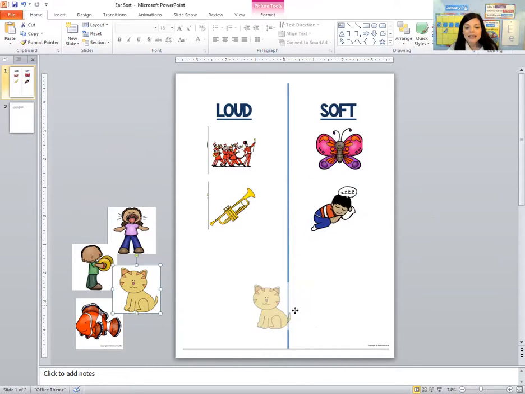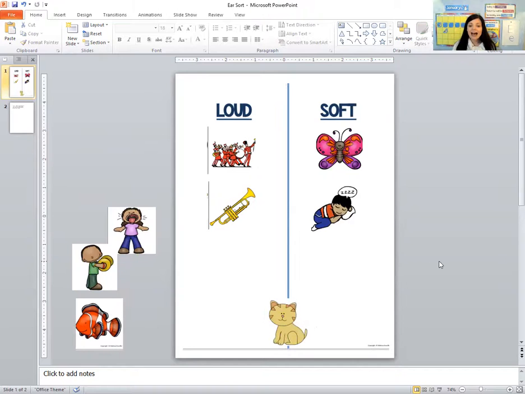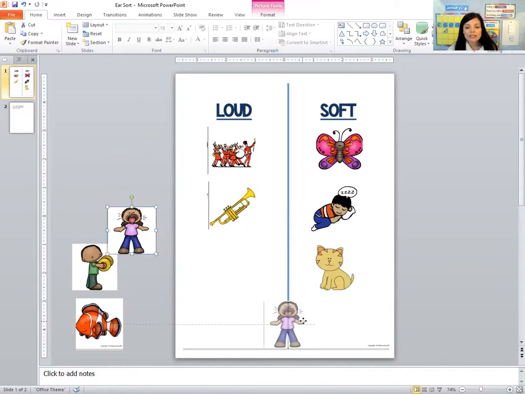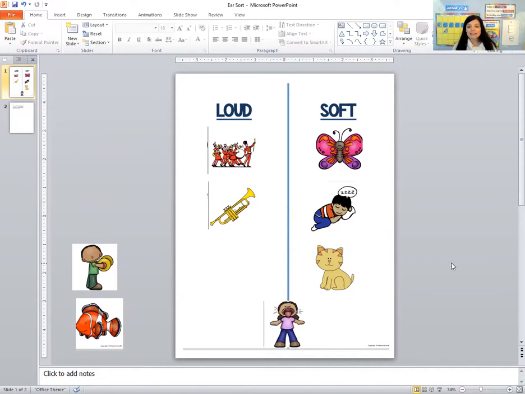What about the kitty cat? Is a kitty cat loud or quiet? A kitty cat is quiet. You're exactly right. What about the girl? She doesn't look very happy. I think she's yelling. Is that loud or quiet? That is loud. It looks super loud.